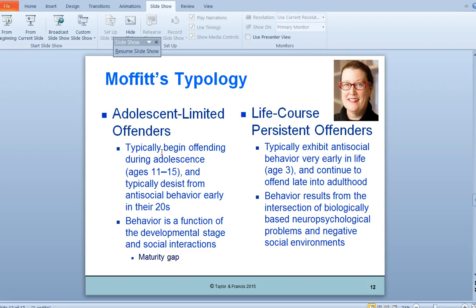The life course persistent offenders typically exhibit antisocial behavior very early in life, age 3, and they just continue on into adulthood. Their behavior results from the intersection of biological-based neurophysiological problems and negative social environments. So it's a combination. It's like it's looking at the biosocial that we talked about last week.